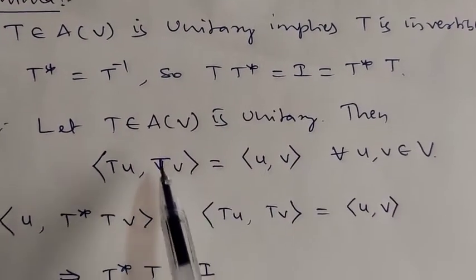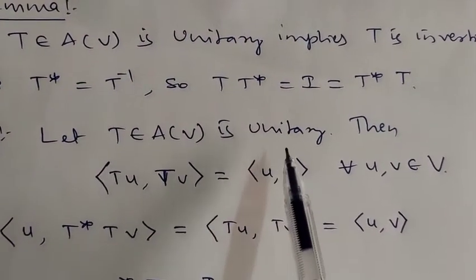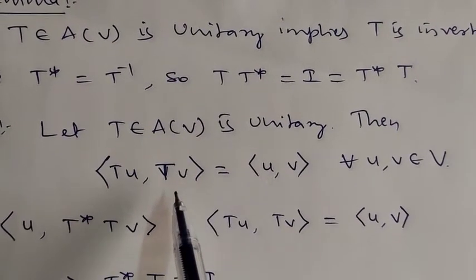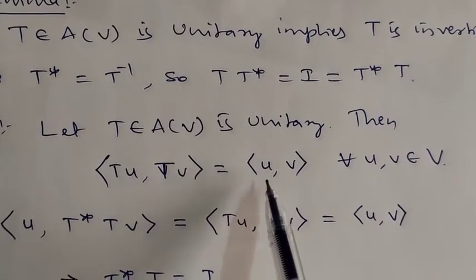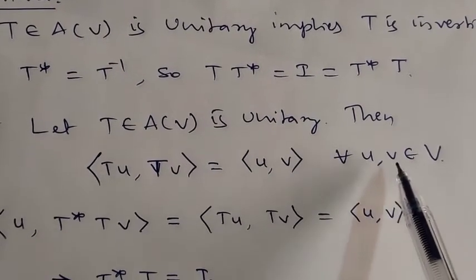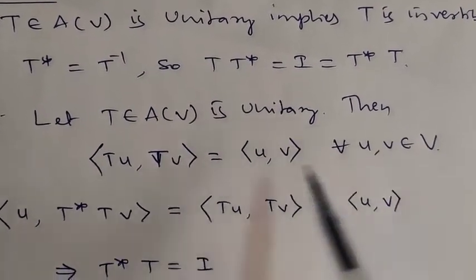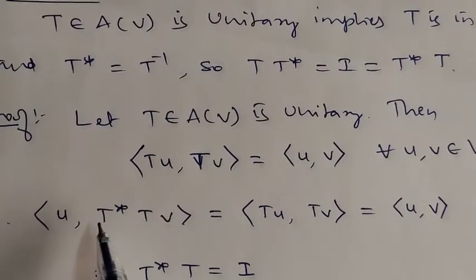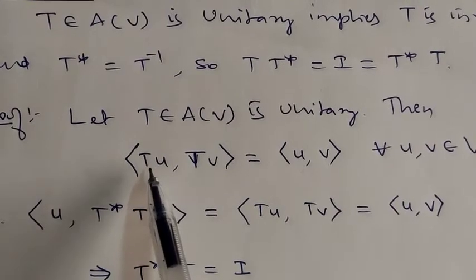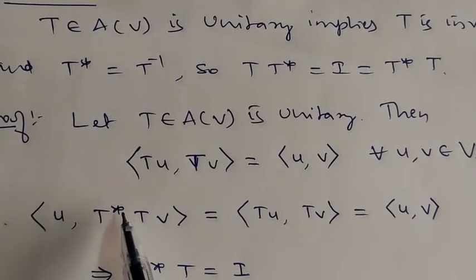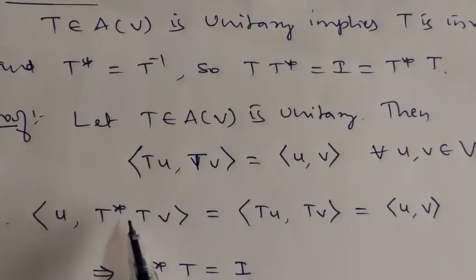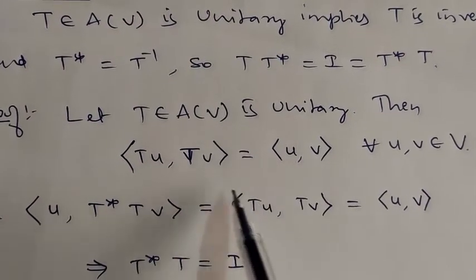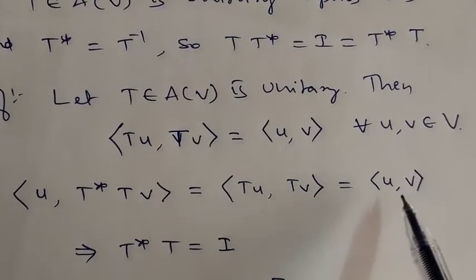So now suppose T belonging to E of V is unitary, then what will happen? By definition, the inner product of T of U comma T of V is the inner product of U comma V, for every U comma V belonging to V. So this implies T of U comma T of V can be written as U comma T star of, I transfer this T to this side, it becomes T star. U comma T star into T of V is equal to T of U comma T of V, which is equal to U comma V.